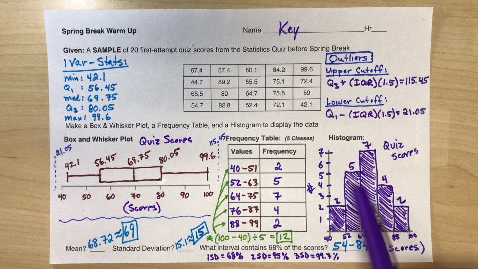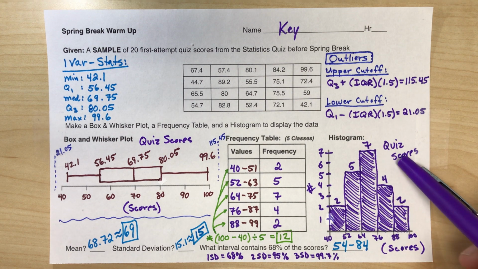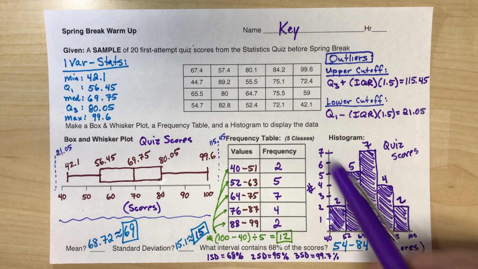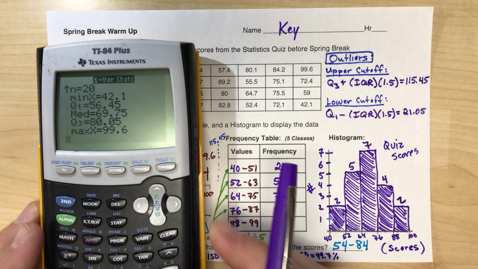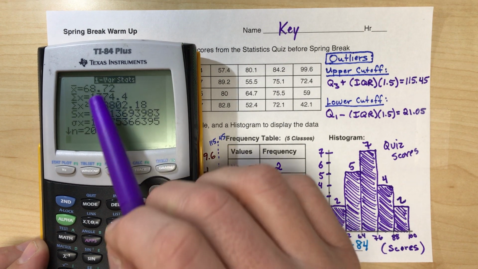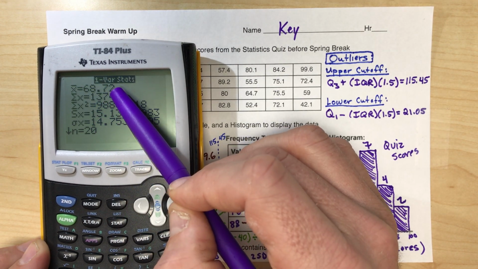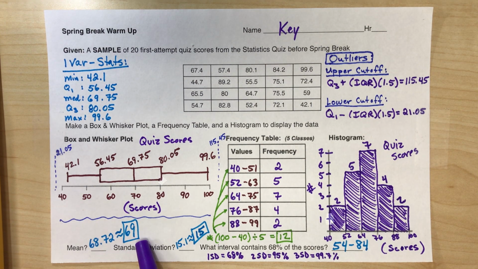Then as you make the histogram graph itself, make sure you label your bars, give it a title, and label your axes, both of them, X and Y. And then last of all, you're going to go back one more time to your calculator, press Stat, do the 1-Var Stats again if you need to. And then you'll notice that your average is 68.72. That answer goes right here, but we're going to round it to the nearest whole number, 69.